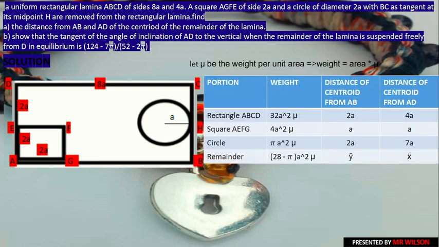Now in this type of question, there are some tables of values that you always need to produce. Okay, you need to learn how to produce them. So the table is divided into many parts. We have the portion, we have the weight, we have the distances. Okay, the distances now depend on what the question is asking you. Here they ask the distance from AB and AG, so that's why you have the distance of centroid from AB and distance of centroid from AG.